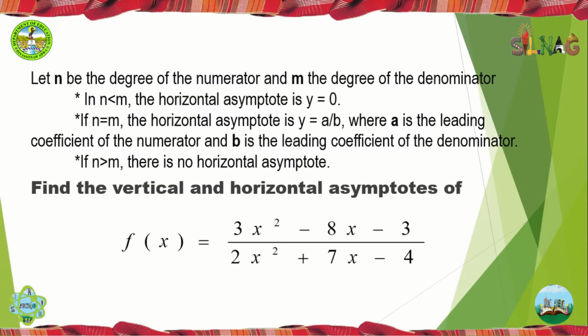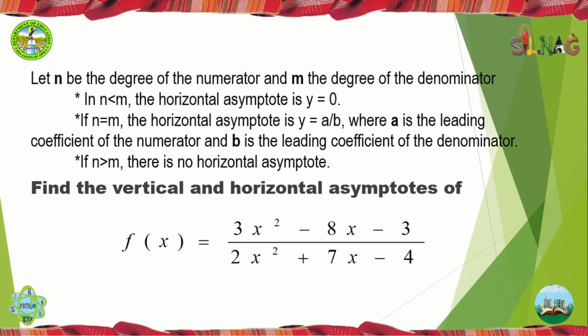If n is less than m, the horizontal asymptote is y is equal to 0. If n is equal to m, the horizontal asymptote is y is equal to a over b, where a is the leading coefficient of the numerator and b is the leading coefficient of the denominator. If n is greater than m, there is no horizontal asymptote.